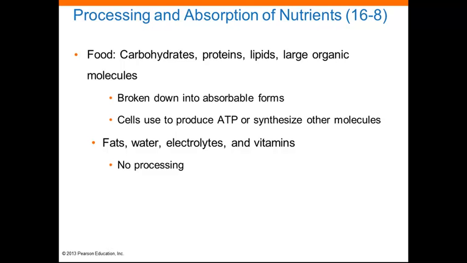A typical meal contains a mixture of carbohydrates, proteins, lipids, water, electrolytes, and vitamins. The digestive system handles each component differently. Large organic molecules are typically insoluble and must be broken down. Small organic molecules that can be absorbed are then released into the bloodstream. Once absorbed by cells, they're used to produce ATP, or to synthesize complex carbohydrates, proteins, and lipids for use in the cell. Water, electrolytes, and vitamins can be absorbed without preliminary processing, but may require special transport proteins or mechanisms.